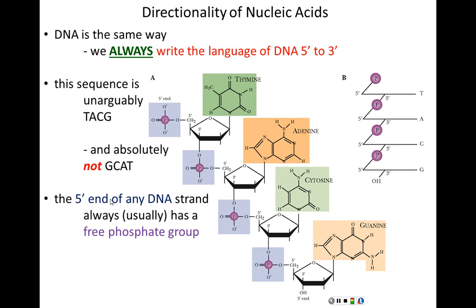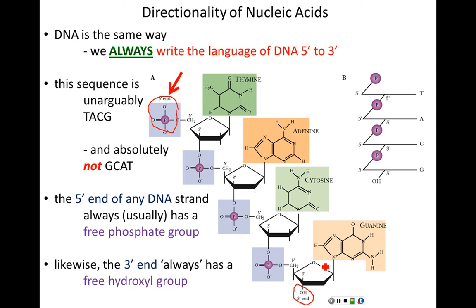The 5' end of any DNA strand is always, and then I put the caveat usually, because there are some very rare exceptions, but always has that free phosphate group. That's how it's recognized. So this is the 5' end because this is where our phosphate group is hanging out. And the 3' end has its free hydroxyl. So we always recognize the 3' end as the hydroxyl on that ribose sugar.